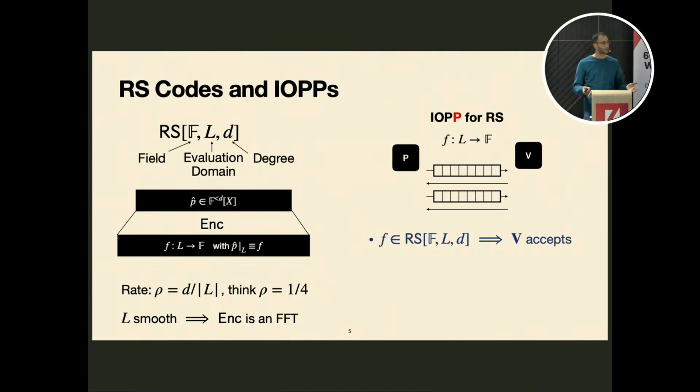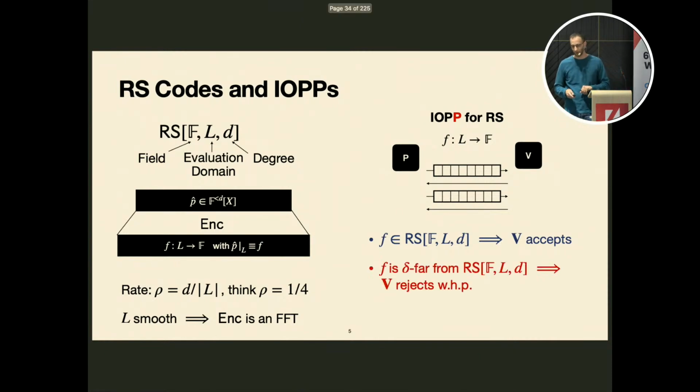And what are the properties that we want? These are properties similar to property testing. We want that if f is indeed a codeword, then the verifier is going to accept with probability 1. And if f is very far from the codeword, then the verifier is going to reject with high probability. Any questions at this point?